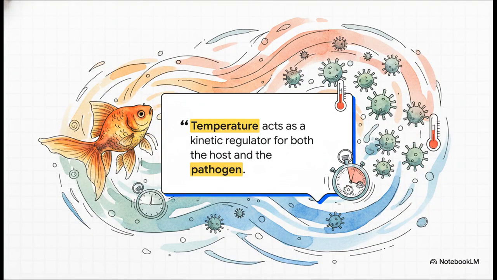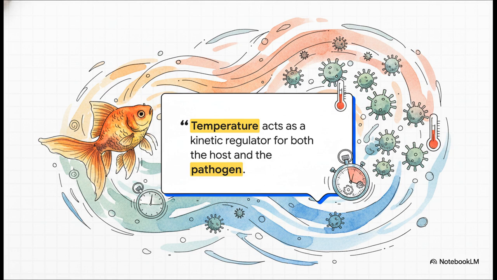In aquatic medicine, the environment is the master mediator. I mean, it is everything. Because goldfish are cold-blooded. Literally, their entire physiology, from their heart rate to their immune system, is dictated by the surrounding water. There's this vital quote from the research. Temperature acts as a kinetic regulator for both the host and the pathogen. What does that mean in plain English?